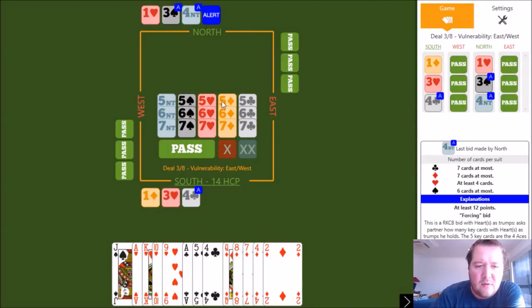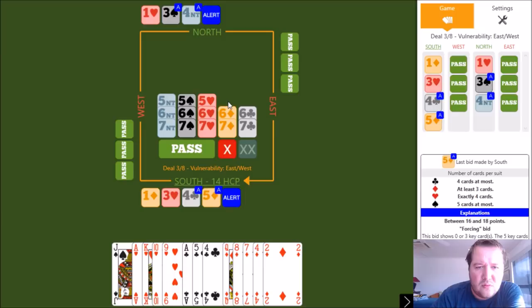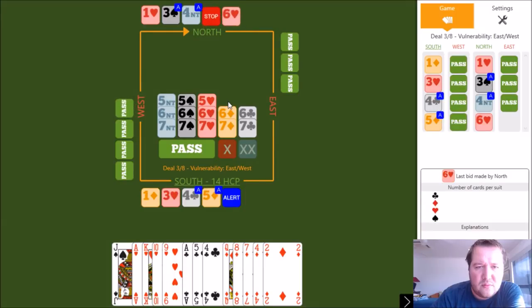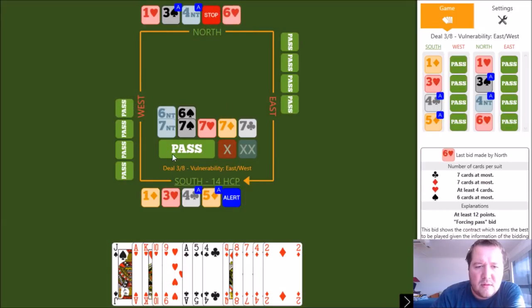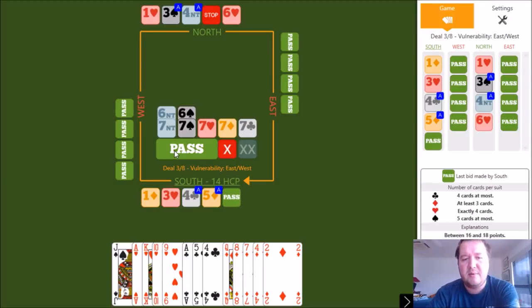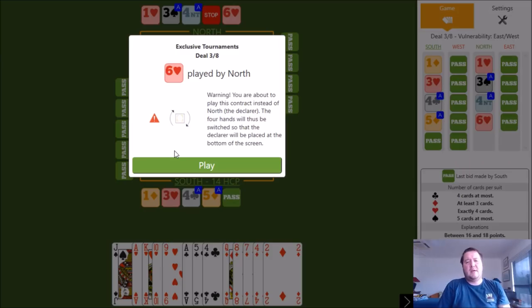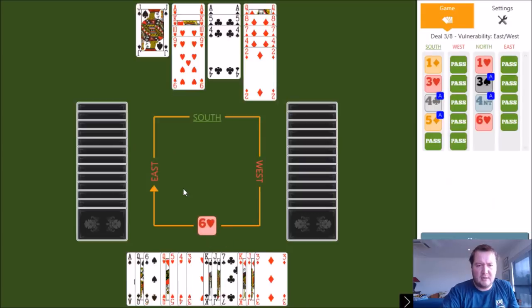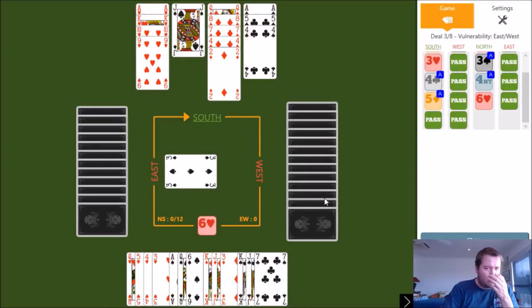Four no trumps, and we'll show three key cards. Six hearts. We might be a bit pushy here, but I think we're okay. So we swap over, see who's actually going to do this. Okay, so we're off the ace of diamonds. We get a spade lead into our hand.